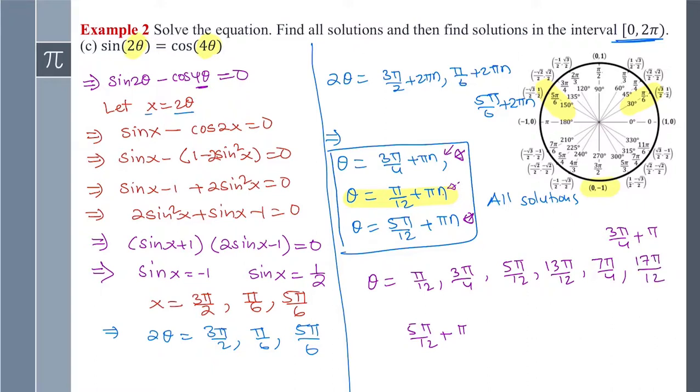Now, if we take n equals 2, this is 2 pi plus 3 pi over 4, which is already greater than 2 pi. Same thing here. When you take n equals 2, we get 2 pi plus something, which is greater than 2 pi. And same thing here. So we cannot take more than that. So our solutions are pi over 12, 3 pi over 4, 5 pi over 12, 13 pi over 12, 7 pi over 4, and 17 pi over 12. These are the solutions in the interval 0 to 2 pi.